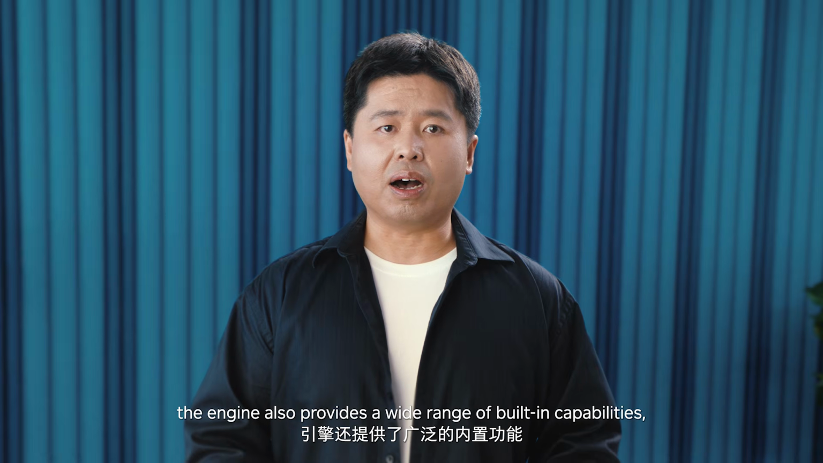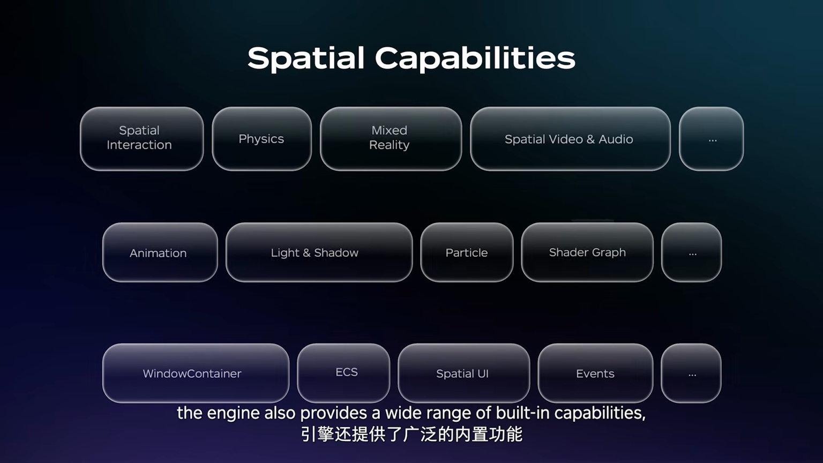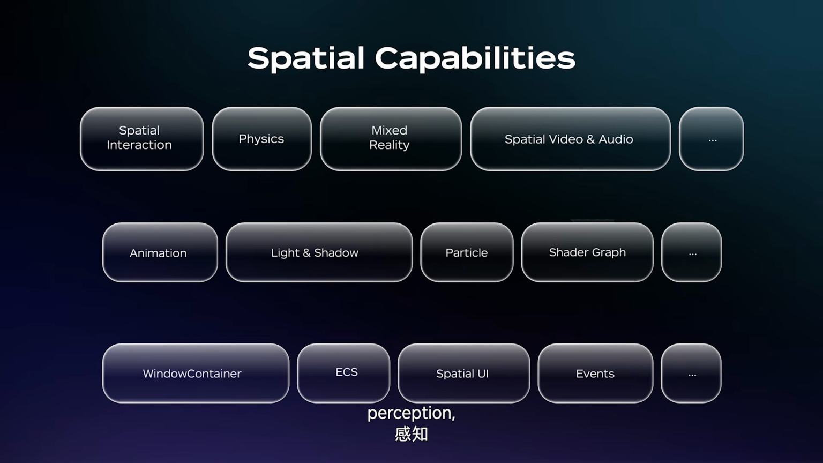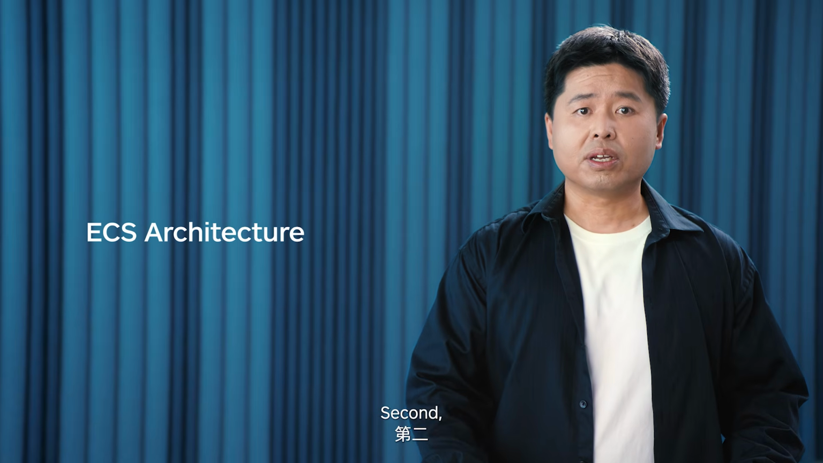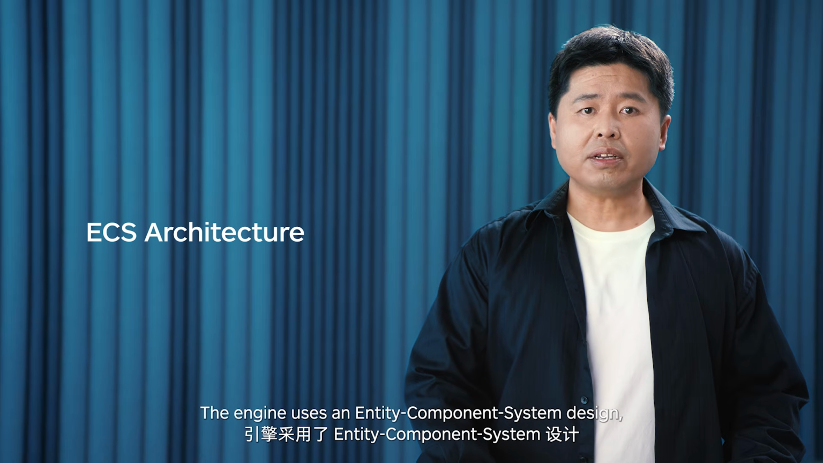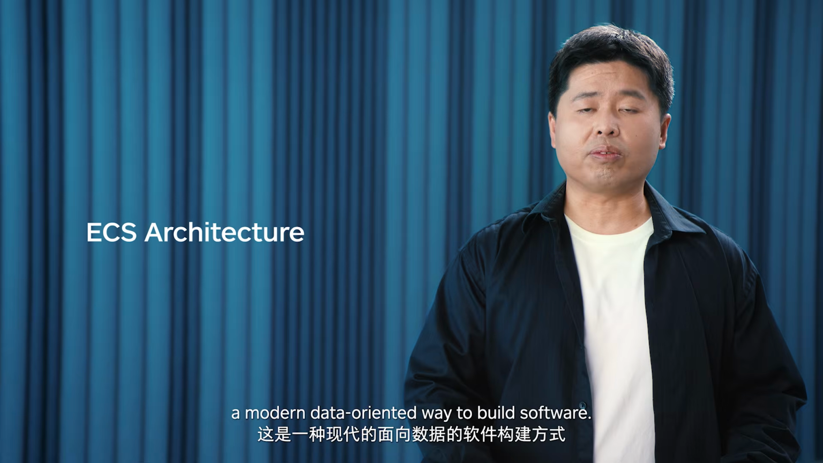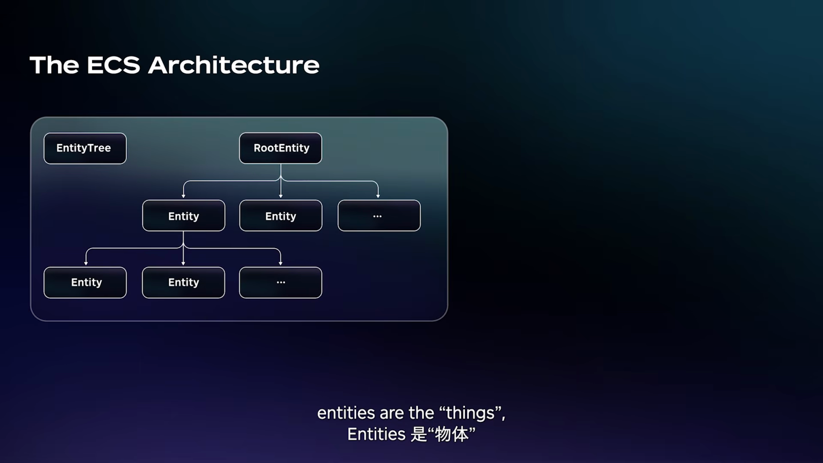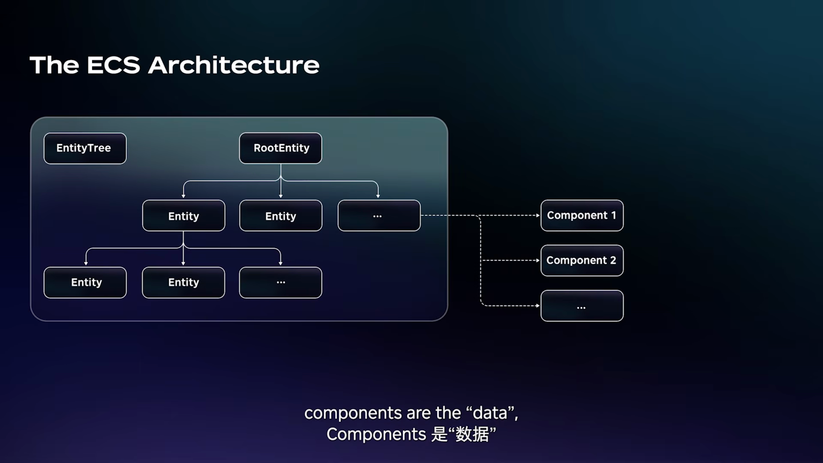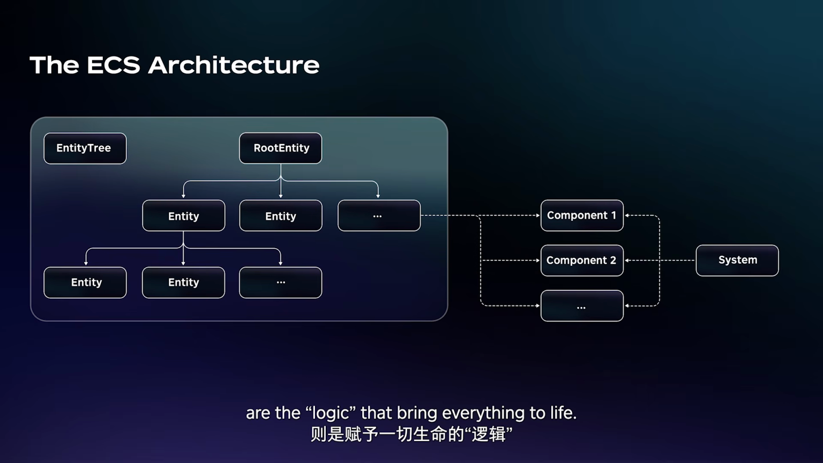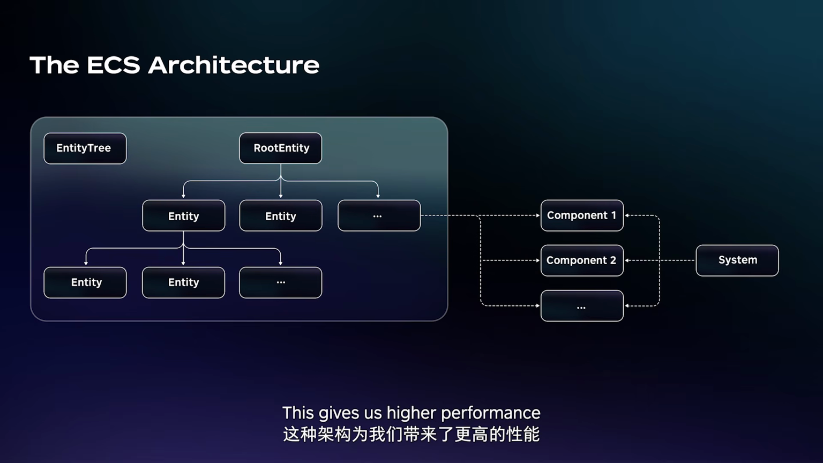Beyond rendering, the engine also provides a wide range of built-in capabilities, including physics, perception, animation, audio, video, interaction, UI, and much more. Second, the ECS architecture. The engine uses an entity component system design, a modern data-oriented way to build software. In simple terms, entities are the things, components are the data, and the systems are the logic that bring everything to life. This gives us higher performance, better scalability, and a much cleaner way to build complex systems.